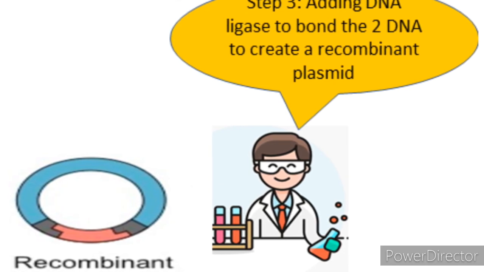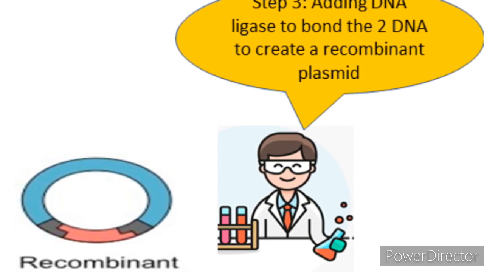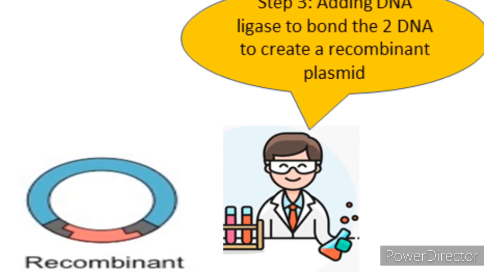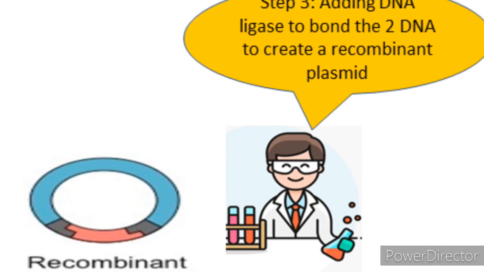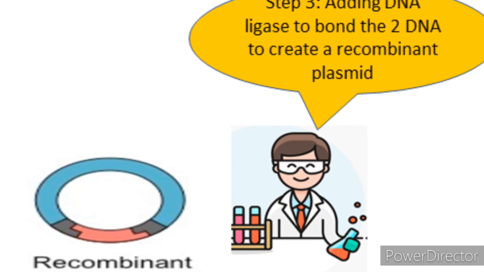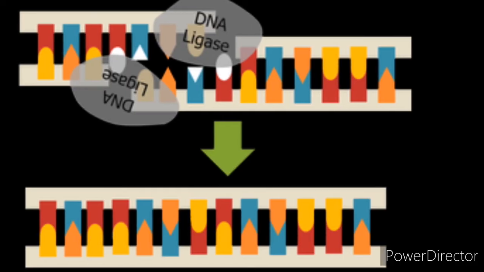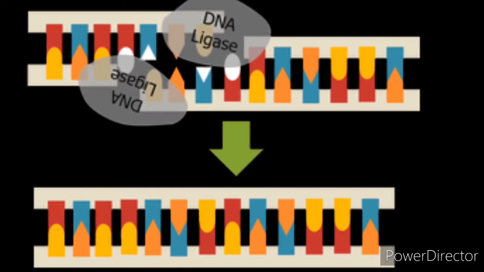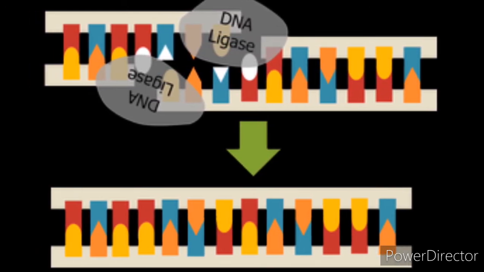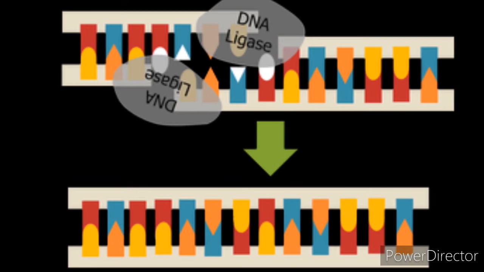So we're ready for step 3, which is adding DNA ligase to bond the 2 DNA to create a recombinant plasmid. The DNA ligase bonds the sticky ends produced by the restriction enzyme, and thus makes it possible to bond 2 types of DNA to make a recombinant plasmid. Just a reminder on this process, you have to use one type of restriction enzyme, because if you use different types of restriction enzymes, they will not bond together because of the difference in the base pair sequence of the sticky ends.